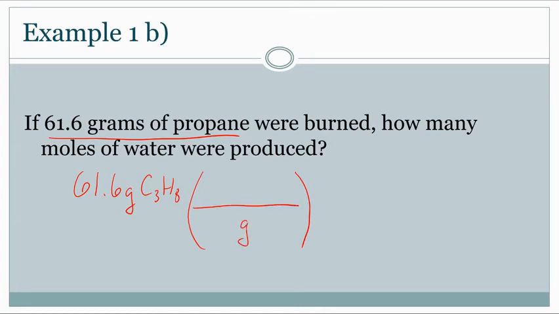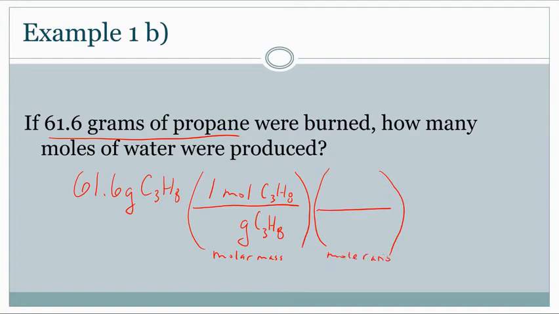So I'm going to put grams of C3H8 on the bottom for every 1 mole of C3H8. And then I'm going to multiply by my mole ratio. So I've got my molar mass here, and my mole ratio is going to be here.